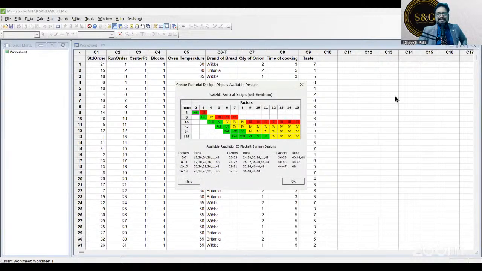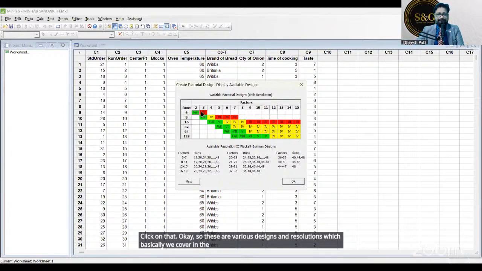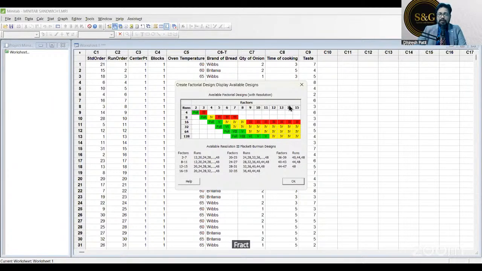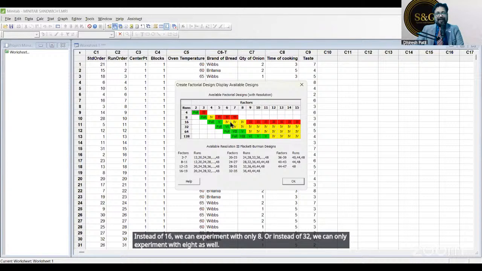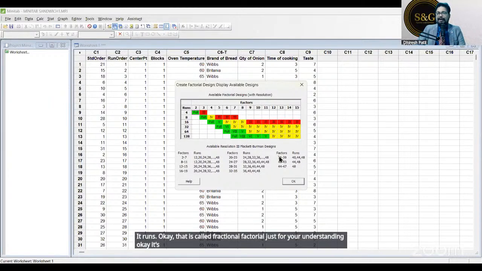Okay, so these are various designs and resolutions which basically we cover in the advanced DOE. Okay, it is also called as fractional factorial design. Instead of 32, we can experiment with only 16. Instead of 16, we can experiment with only 8. Or instead of 32, we can only experiment with 8 as well. 8 runs. Okay. That is called fractional factorial, just for your understanding. Okay. It's called Plackett-Burman design, which I will explain you in the advanced level of DOE.